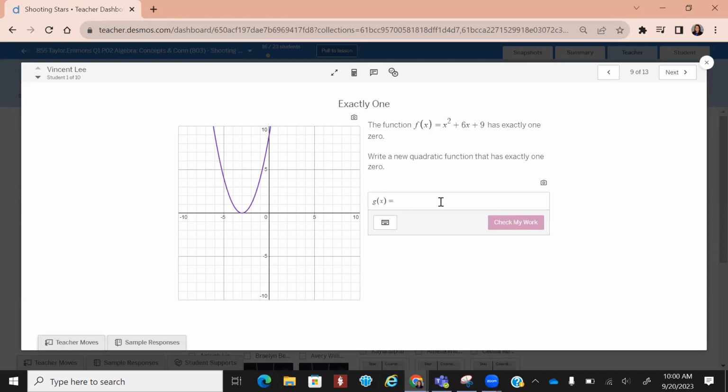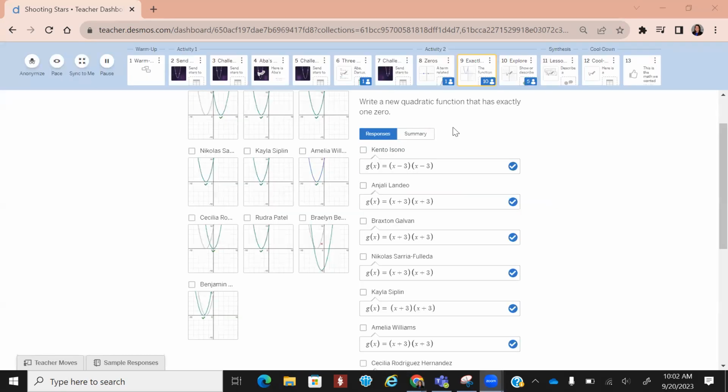You're going to have to factor on this one. Oh, I'm sorry. You're writing a new quadratic that has exactly 1 zero. So it touches the x-axis once. How do we write this?